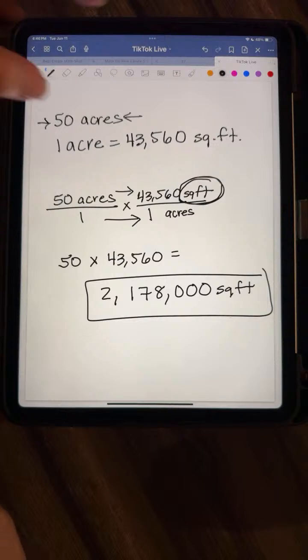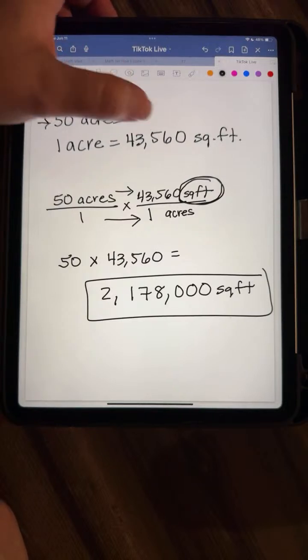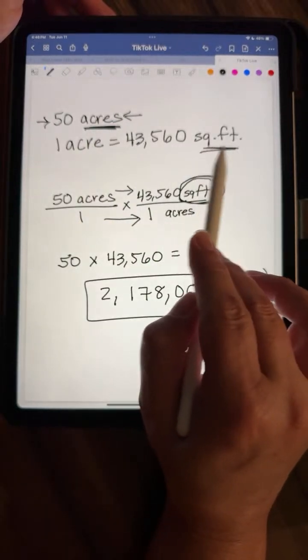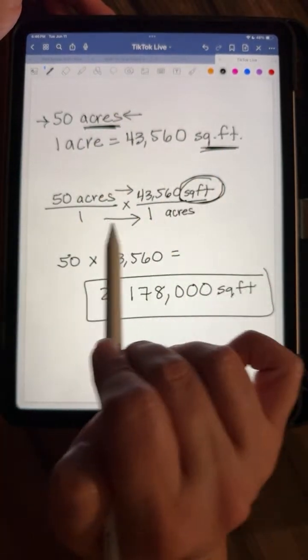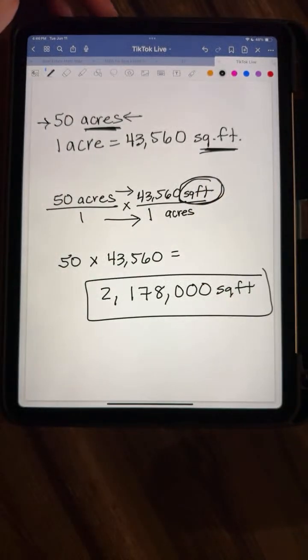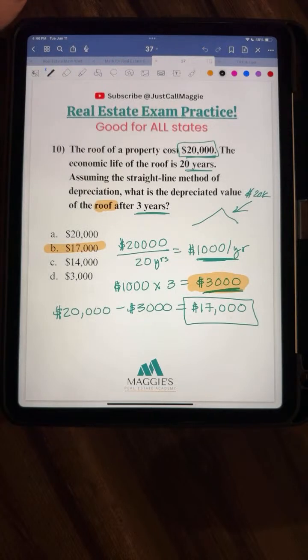People say, if you're going from big to little, like, see how this is a bigger unit than a foot, you multiply. And if you're going the opposite way, then you would divide. So hopefully you guys understand that.